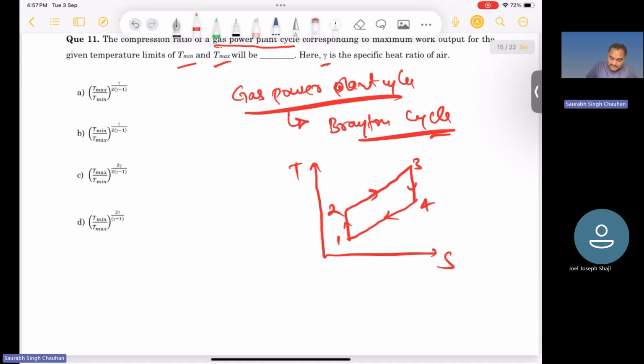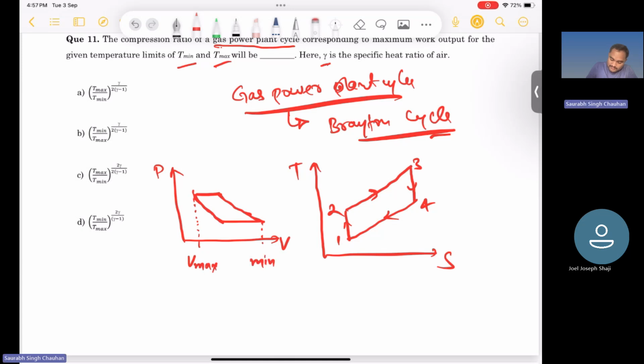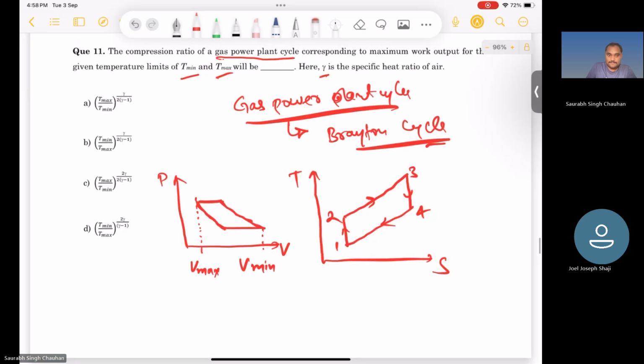Okay, if I make a PV diagram, it will look something like this. So compression ratio is defined as ratio of maximum volume to the minimum volume. Okay. So let us try to solve this question.